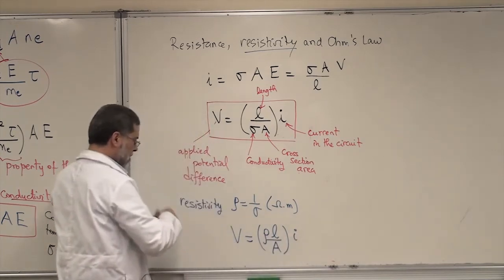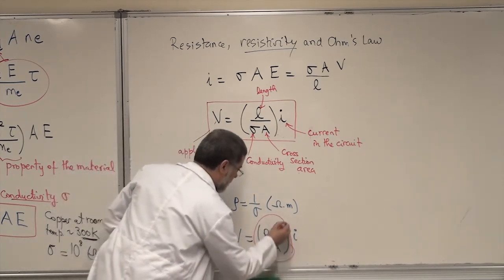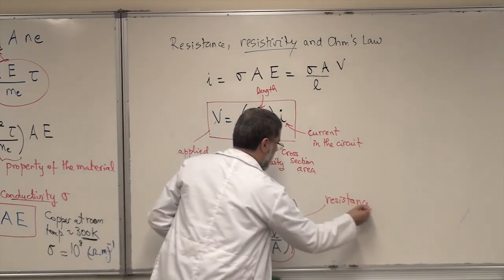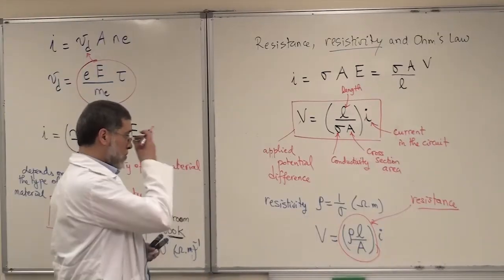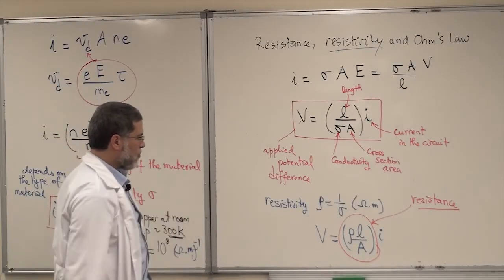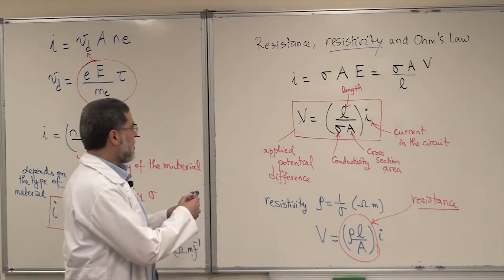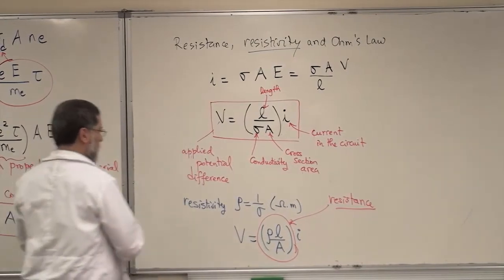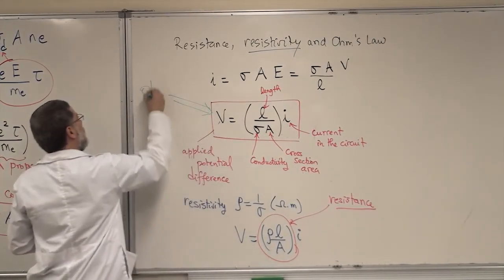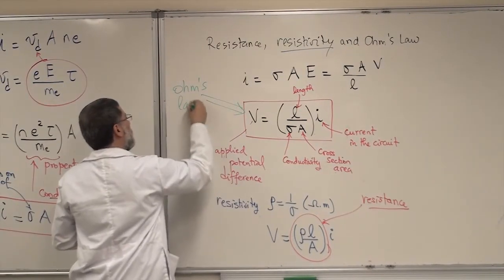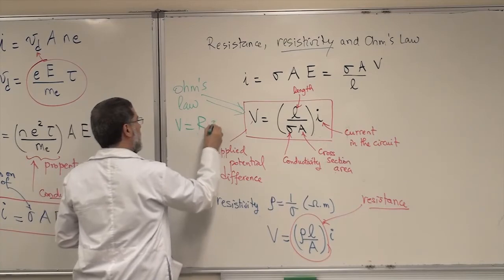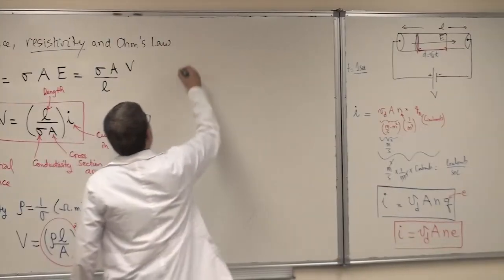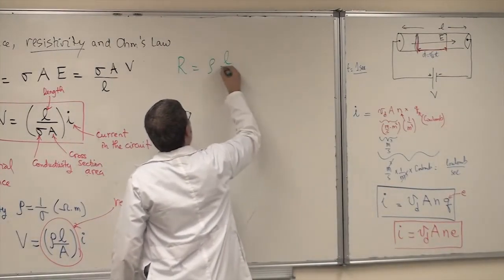And this here is the resistance of my wire. It depends on the property of the wire: the resistivity, the length of the wire, and the cross-section area. Let me write down something important here. This is Ohm's law, which is V equals R I. The thing in between brackets is the resistance R. So my resistance is rho L over A.